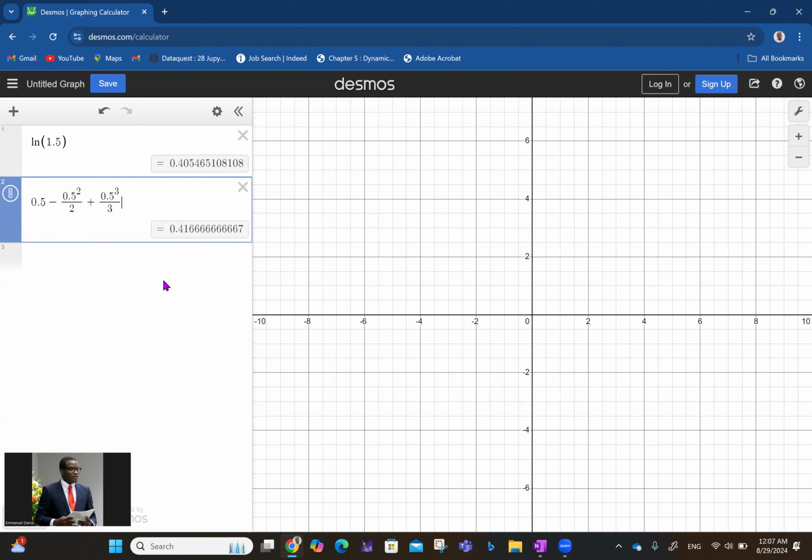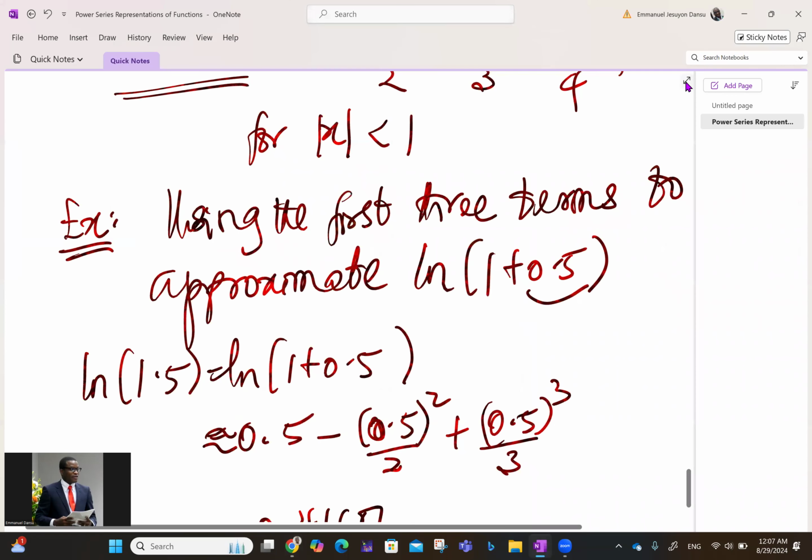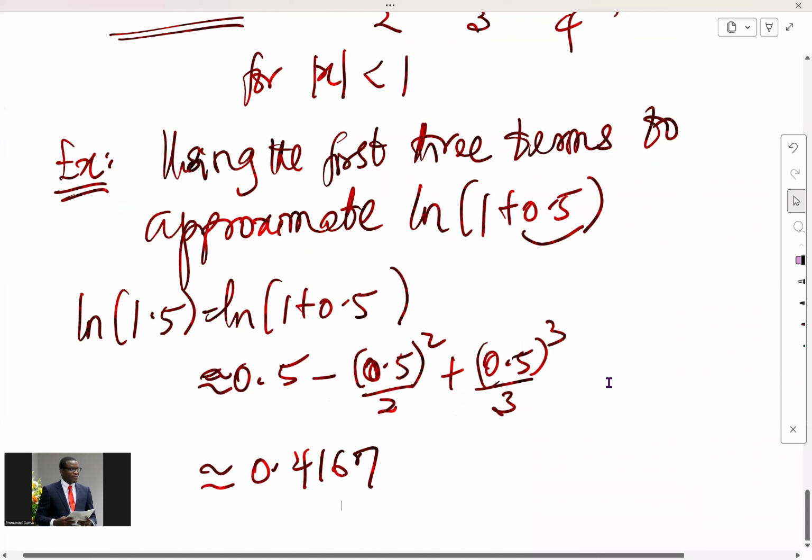If you want it to be more accurate, you go next. Minus 0.5 raised to power 4 divided by 4. So you can see it's getting closer. And so you can keep going actually. So that is about the logarithmic function. And that was me revisiting the Maclaurin series to drive the point home.